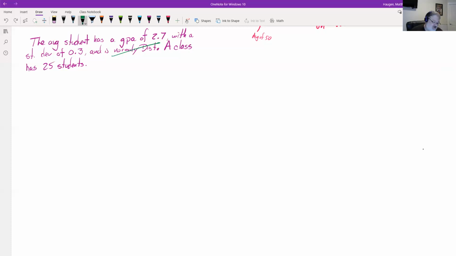Okay. So let's try. Fair? And we'll actually in Chapter 9 have ways to mechanically compensate for that. So because this is normally distributed, the fact that it's only 25 students doesn't bother us. It's still a normally distributed sampling distribution.